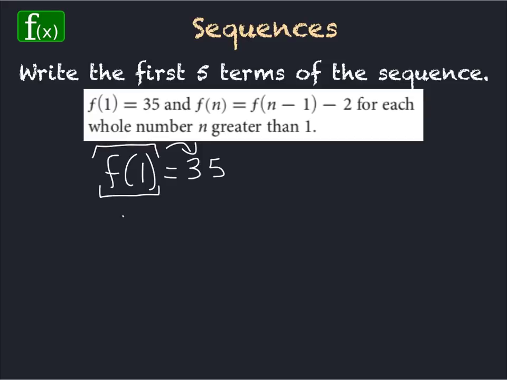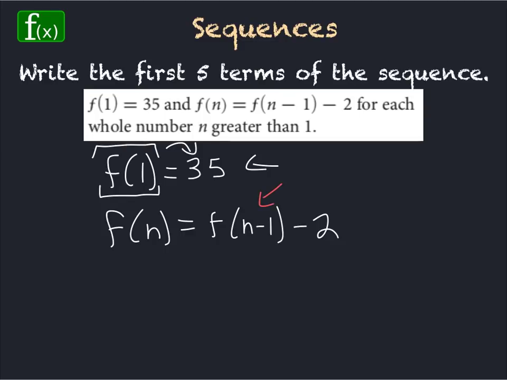Now our function here looks a bit different, because here we have f of n equals f of n minus 1 minus 2. Well, what does this mean? Well, if we're looking for f of 1, we already know f of 1, which is 35. But if we're looking at f of 2, well, f of 2 would just be f of 2 minus 1 minus 2, which is f of 1 minus 2. You get that?